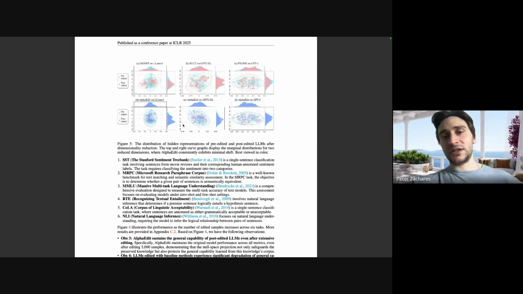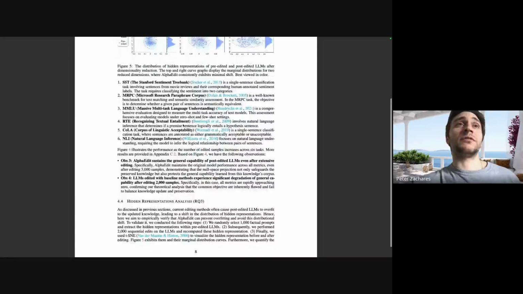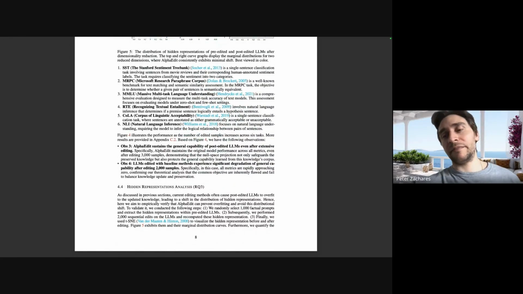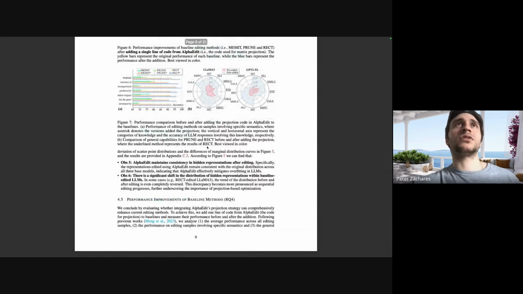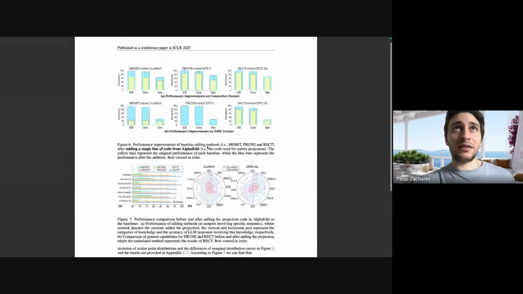So yeah, you can see that it changes for the other ones more. So that's a tick in terms of this way of measuring knowledge preservation, that the hidden representations don't change that much.